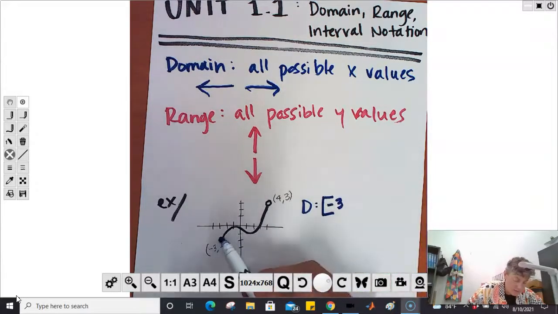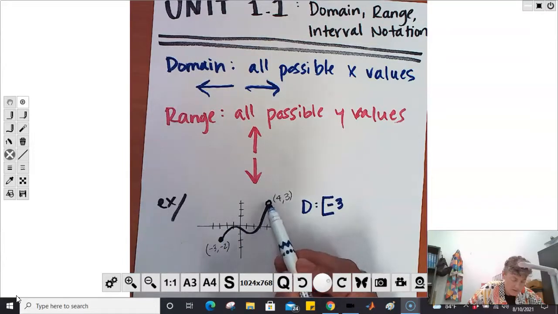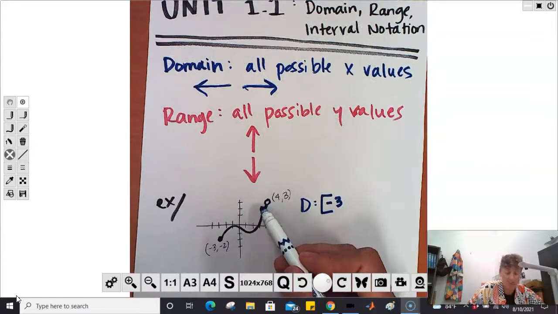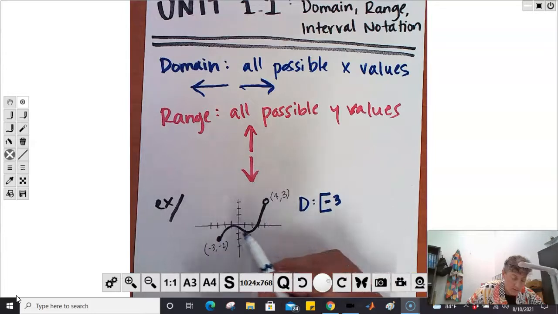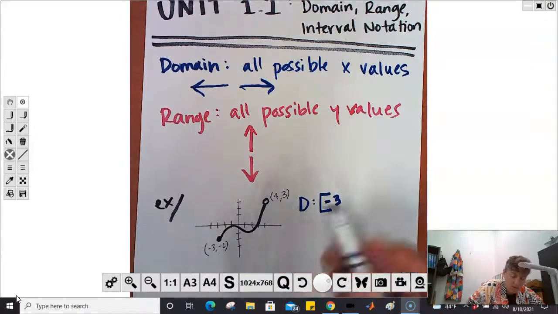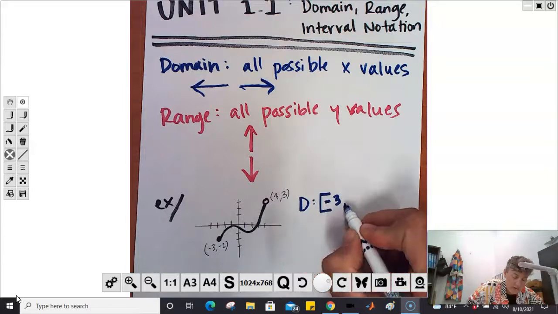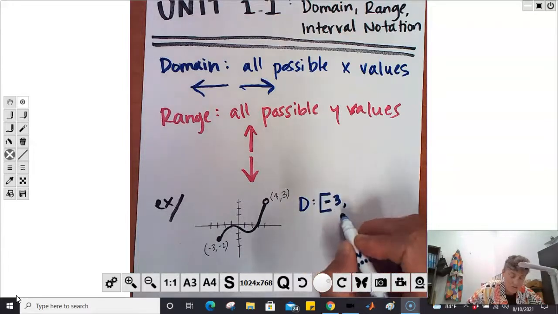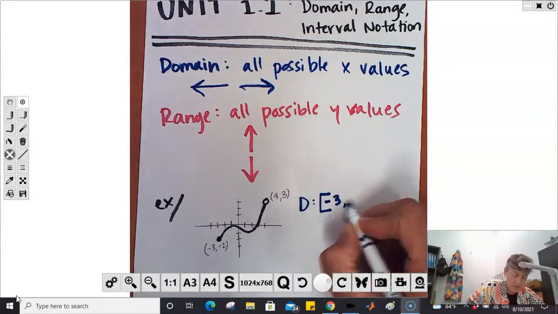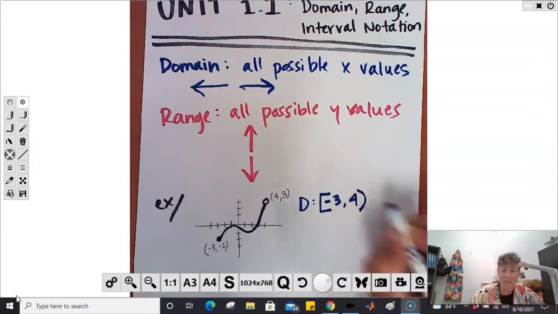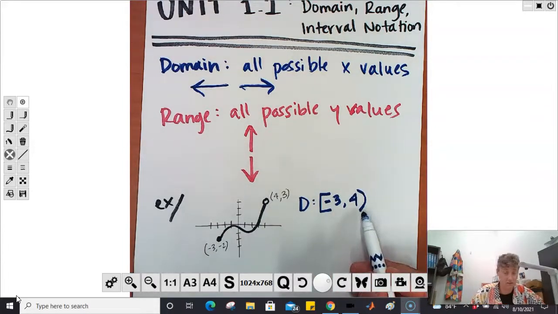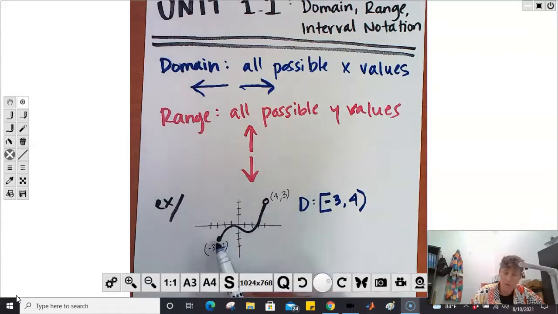And then we keep cruising along. How far to the right do we go? We go all the way up to 4, but not actually touching 4. That's what that open circle means. It means we didn't actually touch it. So -3 with a bracket, because we touched it with a closed circle, comma, means we're going up to 4, but we didn't actually touch it here, so we have a parentheses. So again, bracket with a closed circle when you actually touch that value, parentheses when you don't actually touch that value.